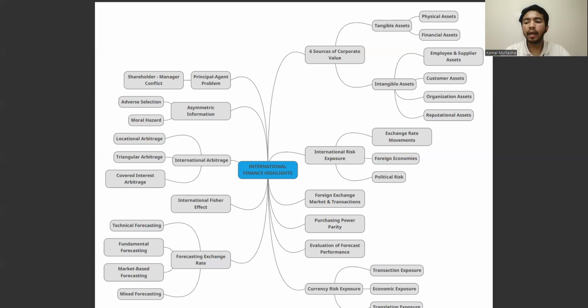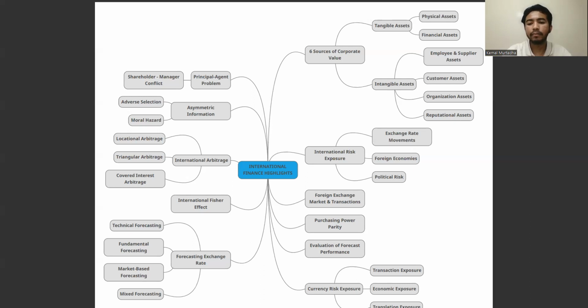An evaluation of forecast performance is significant for a multinational company to determine whether its forecasting procedure is satisfactory. Lastly, currency risk exposure, commonly referred to as exchange rate risk, arises from the change in price of one currency in relation to another.